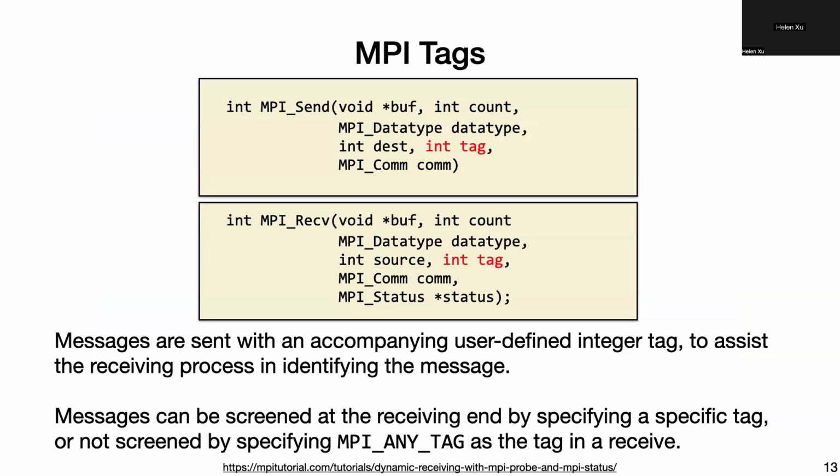So the tag is a user-defined value you send to help the receiver identify the message. You can specify MPI_ANY_TAG if you don't care about the ordering, or maybe you're just getting one message, so you want to make it less complicated. The tag is just an int.